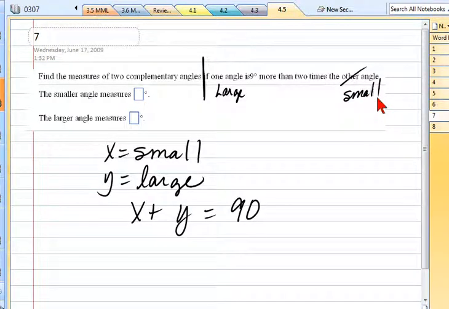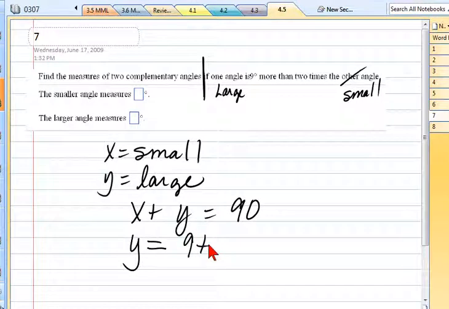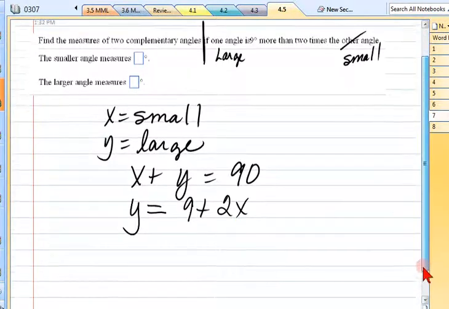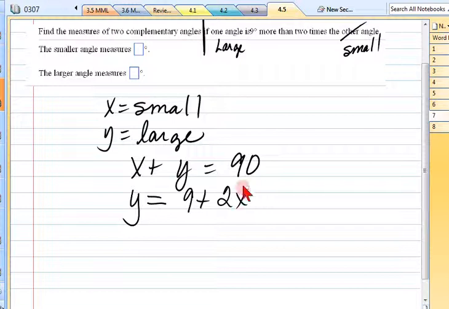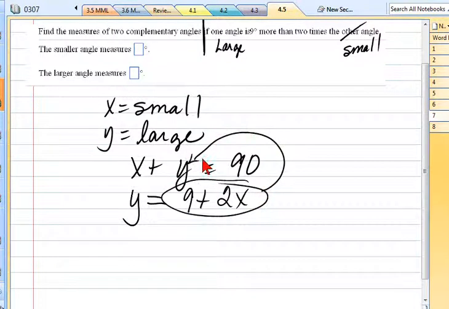So how will I write that? The Y equals 9 more than. 9 plus 2 times the small one. 2x. What method would you probably use? Substitution. Take that for y and put it in right there.